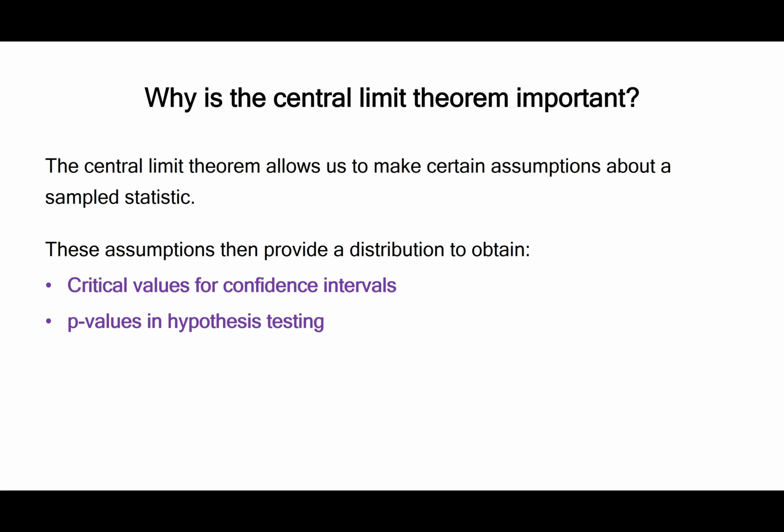It is where we get our p-values from. So if our sampling distribution of x bar doesn't follow a normal distribution, we are really getting our p-values from the wrong place. And that can be really problematic really fast.